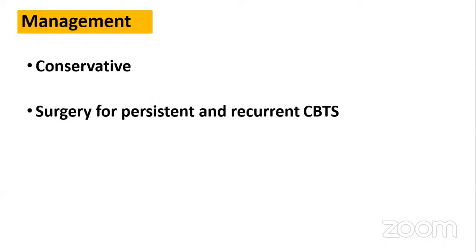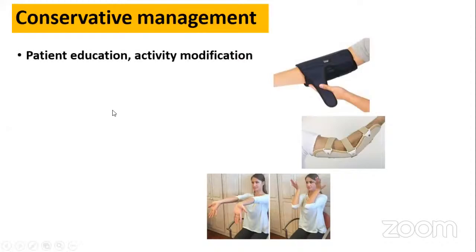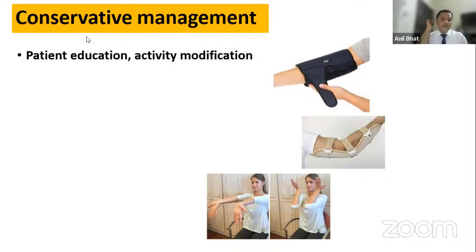Conservative treatment to start with, and surgery for persistent and recurrent cubital tunnel. And there are salvage procedures also, because here the nerve palsy is quite evident. So you'll have to tell people how to place their elbow when they're working. A lot of times we place our elbow here and cause a lot of compression here. So that is one thing.